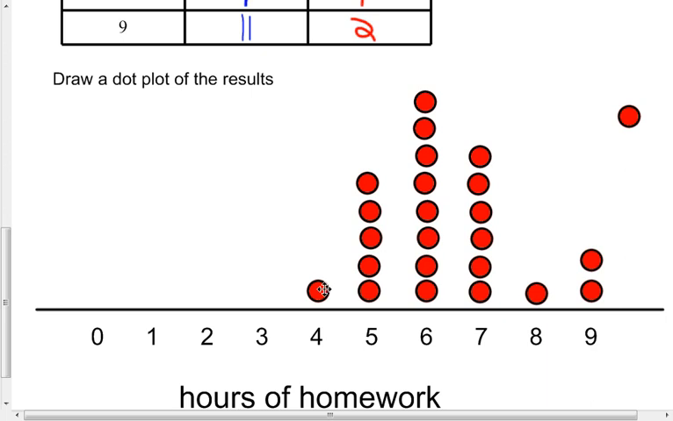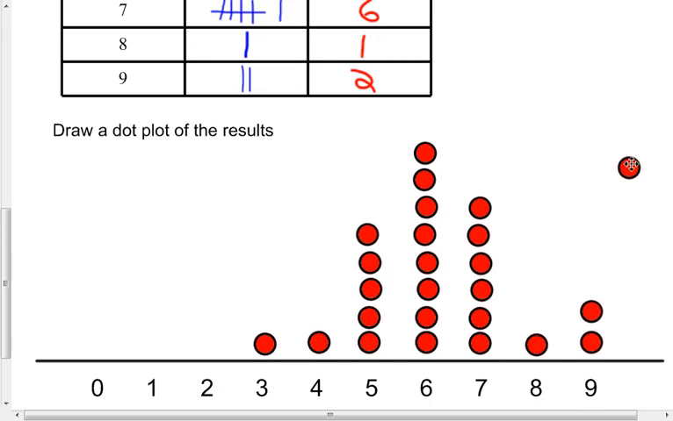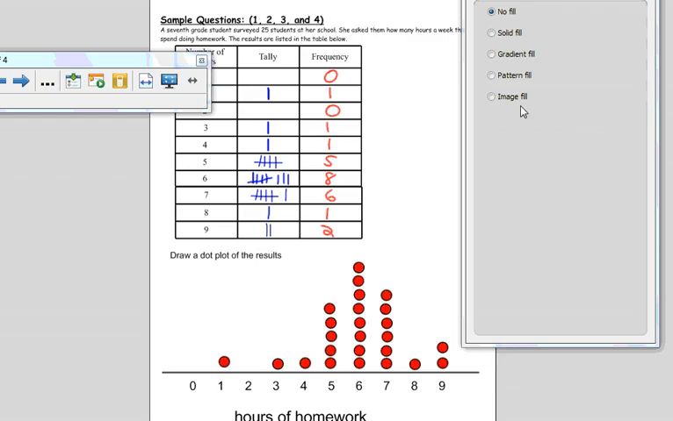Okay. One student also spent 3 hours. And one student spent 1 hour. Okay. And we can delete this. We don't need this other dot right there. And if we want to just take a look at what this looks like in total, there we go.